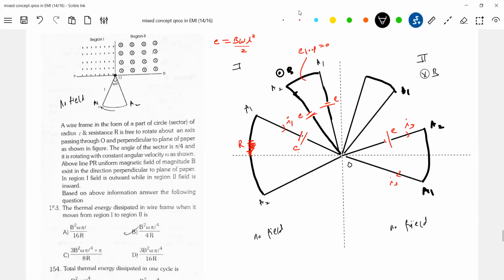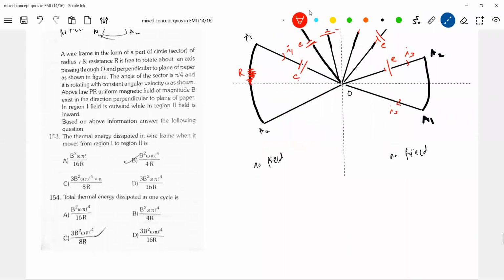So this is A1, this is A2. All of you able to get the polarity? The EMF, so this is the case here. So tell me when there will be EMF induced: when it is entering from one region to other region only, when no field to field, or from region 1 to region 2 also. I'll take one more diagram.